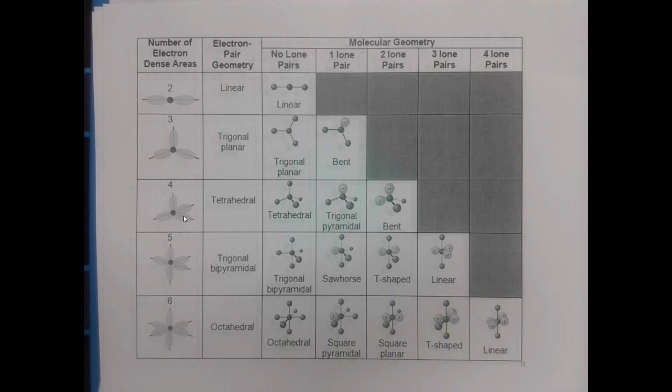If we have four things, then the electron geometry is always going to be tetrahedral. If they're all four atoms, it's tetrahedral. If one of them is a lone pair, that's trigonal pyramidal. And such.